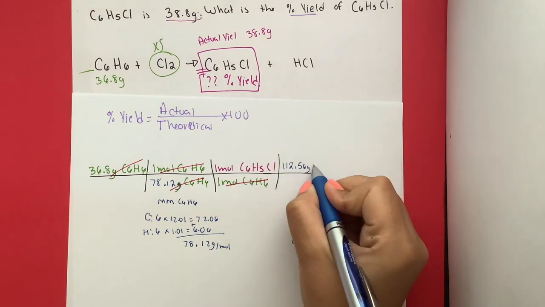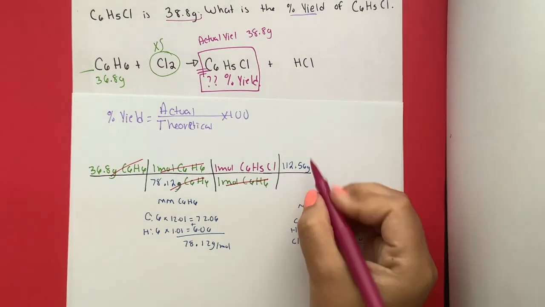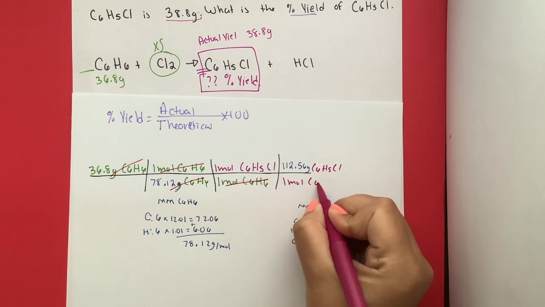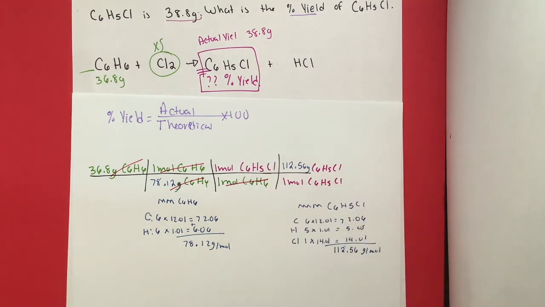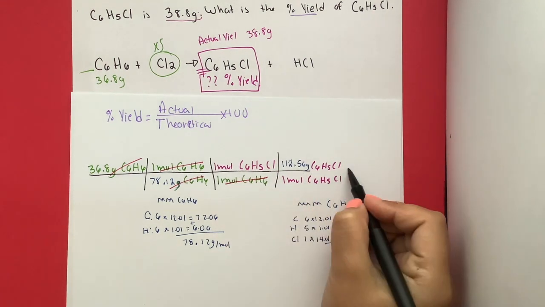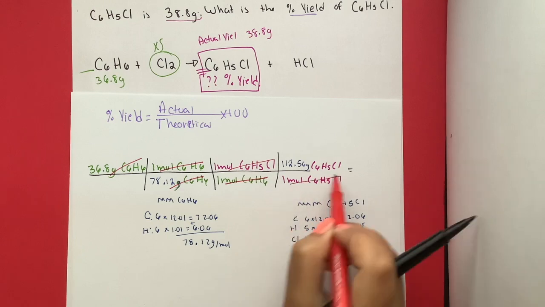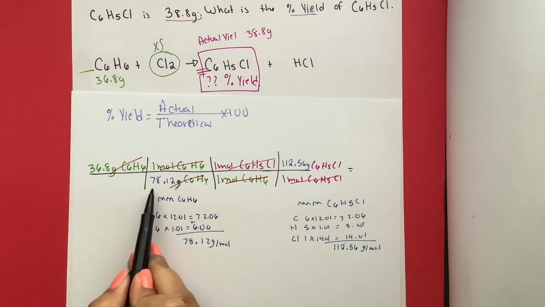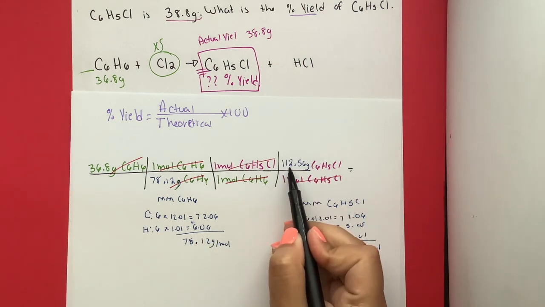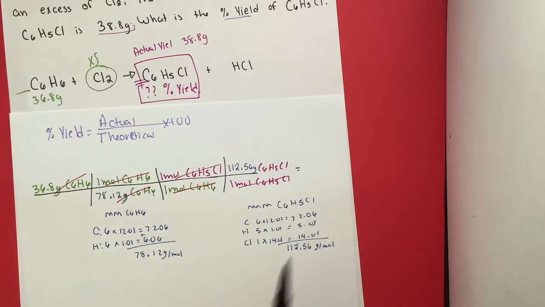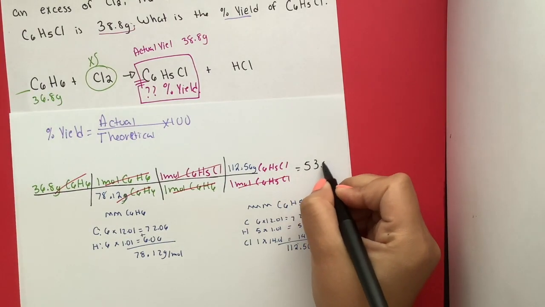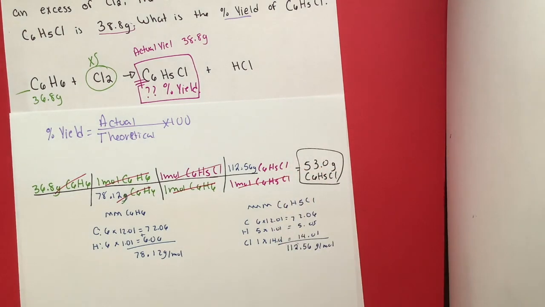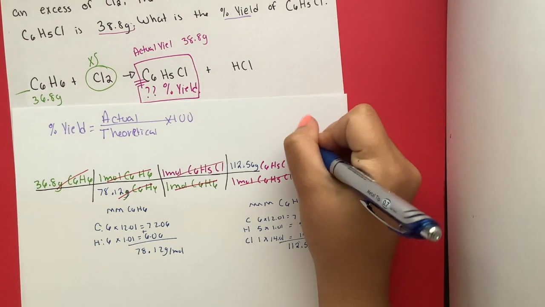Okay, now this number I'm going to put on top: 112.56 grams of C6H5Cl for every 1 mole of C6H5Cl. Here the moles cancel out, leaving me in grams. So now I get my calculator. I do 36.8 divided by 78.12 times 112.56, and I get 53 grams of C6H5Cl. Okay, and that is my theoretical yield.